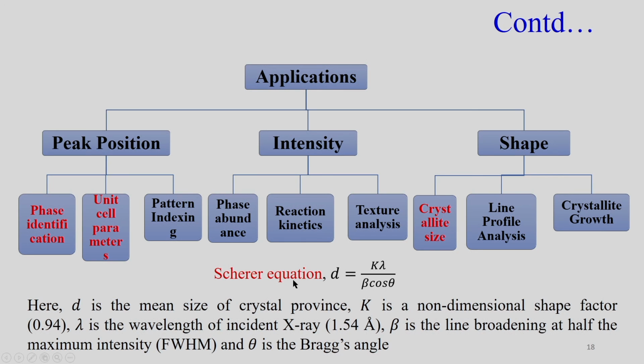So, to determine the average crystal size, we use the Scherrer equation, which says d equals k lambda upon beta cos theta. Here k is a shape factor, its value is 0.94, lambda is the wavelength of the incident X-ray, which we discussed in the last slide, it was 1.54 angstrom, and beta is the line broadening at half maximum intensity. Basically this is the width of the peak, and theta is the Bragg angle. These informations are already provided during the XRD analysis, and from them we can calculate the average crystal size.